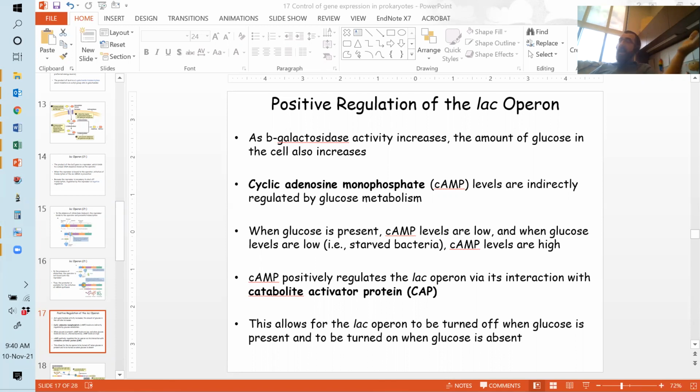The question is how? How do bacteria detect, in the case of the lac operon particularly, levels of glucose, the thing that's being produced? So again, this comes back to that whole auto-regulation kind of deal. And so that protein is called the catabolite activator protein.